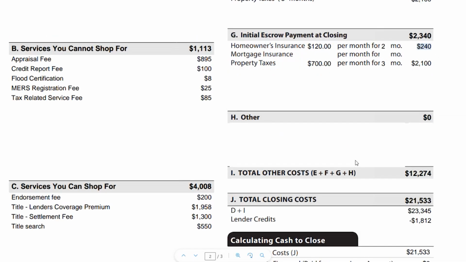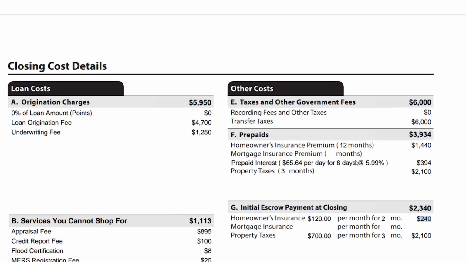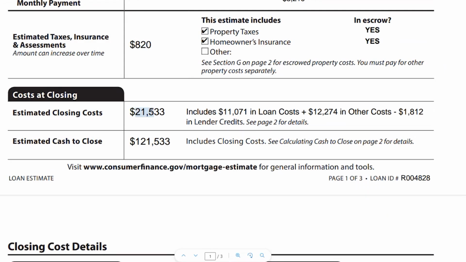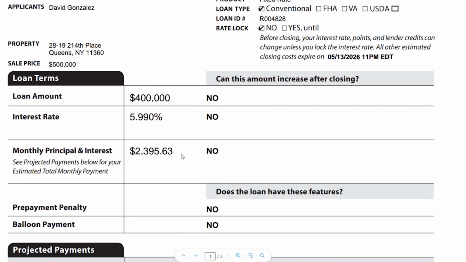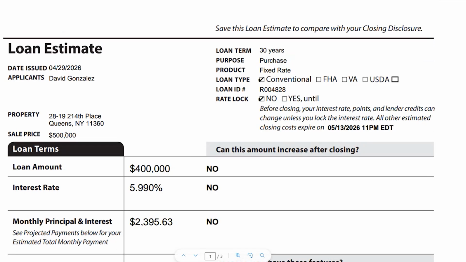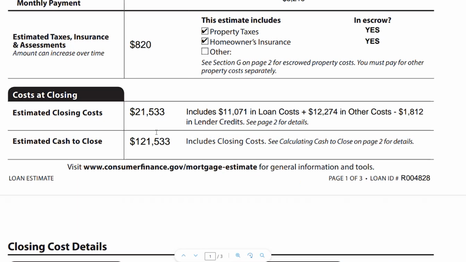And that summarizes it. If you total it all up, in this case, the closing cost was $21,000. Now, what is this $121,000? That is this closing cost plus the down payment. And the down payment is the difference between the sales price and the loan amount. So $100,000 down payment, as you can see, plus the $21,000 in closing cost. You need to have $121,000 for this transaction.